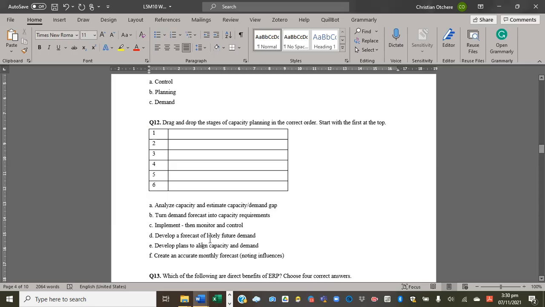Develop a forecast of likely future demand. Develop plans to align capacity and demand. Create an accurate monthly forecast. Okay. So someone can do the ordering for us. The D will be 1. Turn demand forecast into capacity requirements. Develop a forecast of likely future demand.